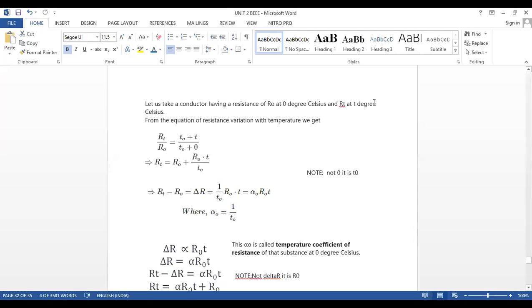That means let R0 be the resistance of the conductor at 0 temperature and RT be the resistance of the conductor when the temperature has increased by a certain value. I hope all of you understood. Let us consider a conductor whose resistance is R0 at 0 temperature and RT at the new temperature. So what can we write from the equation of temperature? New temperature value by initial temperature value. So what is the resistance of the conductor at the new temperature? RT by R0, the resistance at 0 temperature.